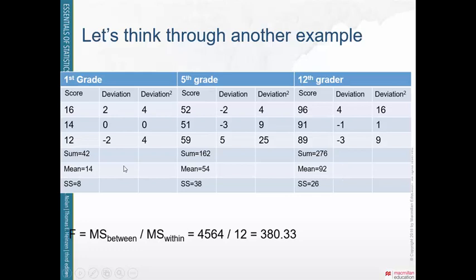Okay? This looks like very large between group variability, right? The differences between the means are quite large. And then the within group variability is relatively small compared to the between. And when we calculated our ANOVA, we had an F ratio of 380.33, which was very significant, statistically significant. And we could say, yes, there is an effect of grade in school on math test scores.